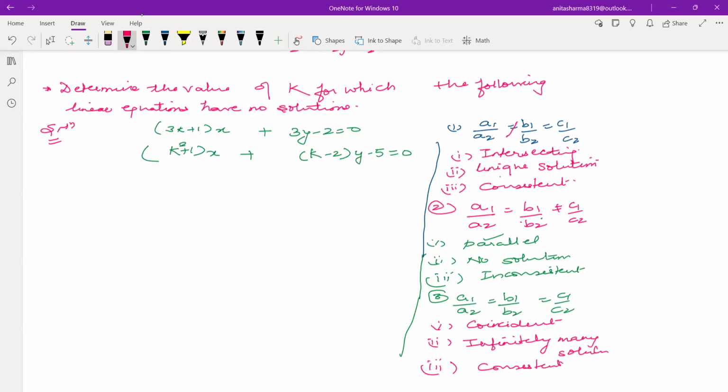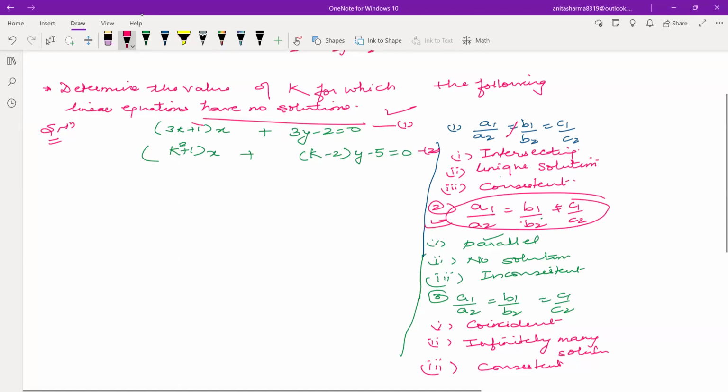So here, the linear equations have no solution. No solution means you will use this second property: A1 upon A2 is equal to B1 upon B2 is not equal to C1 upon C2. First of all, mark them as equation 1 and 2.